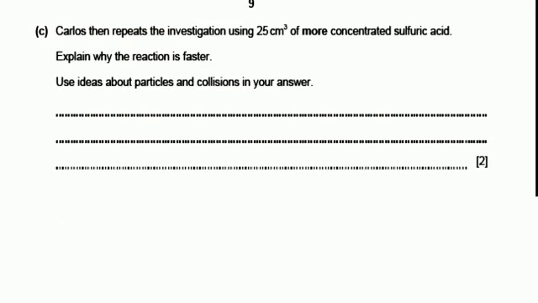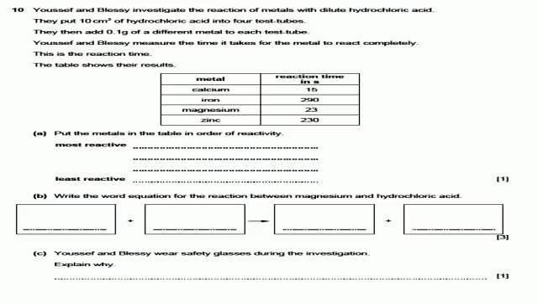Question C. Carlos used more concentrated sulfuric acid, and he is asking you why the reaction is faster, using ideas about particles and collisions. So you will write: the more concentrated the acid, the more particles, so the more collisions. Question 10. Put the metals in order of reactivity. The most reactive metal will take the least time. So here the most reactive will be calcium, then magnesium, then zinc, then iron.